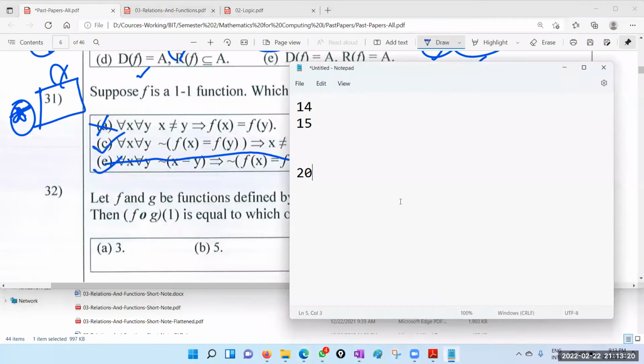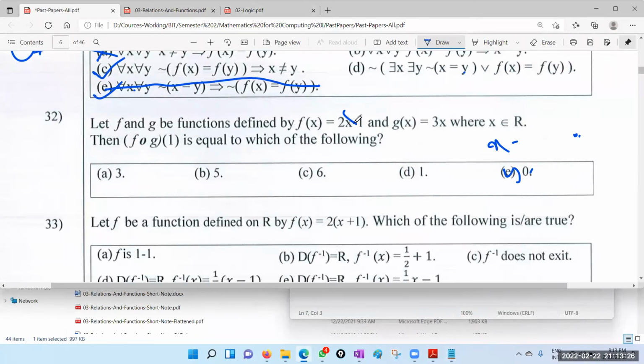That one, 31. Okay. Right, 32. Otherwise, we are wasting a lot of time. Right, 32. Let f and g be functions defined by fx equals 2x minus 1 and gx equals 3x, where x is a real number. Then f of g at 1 is equal to which of the following? That is not a difficult question at all.